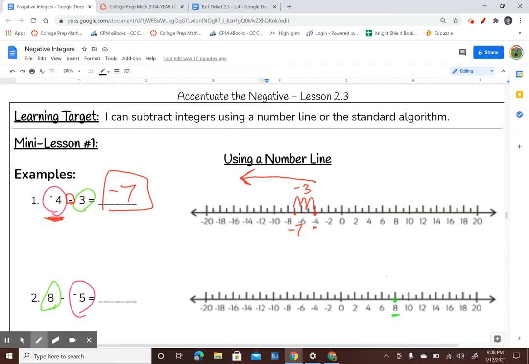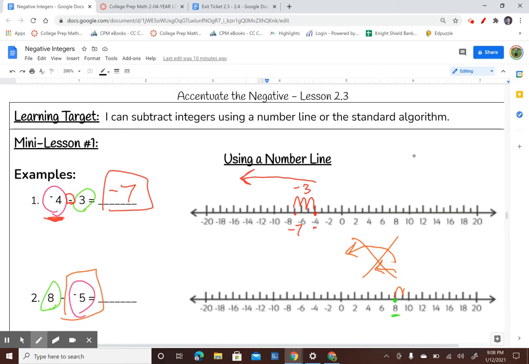And again, I'm thinking I'm subtracting, so I'm going to be going to the left. But let's hold the phone. I have to look at the sign of my following number. In this case, it's a negative number. And so instead of doing what we would normally do and go towards the left when we subtract, we're going to do the opposite of that. And we're actually going to go towards the right in the positive direction.